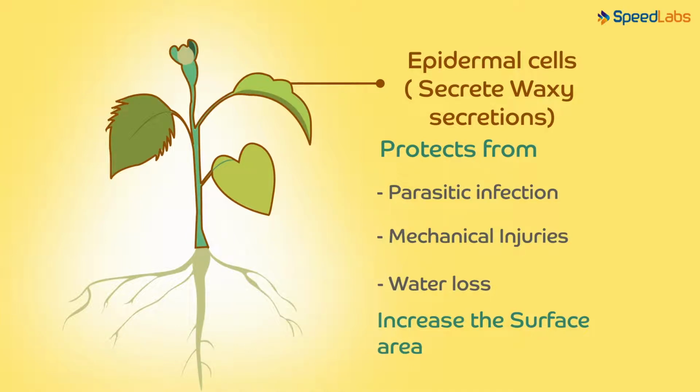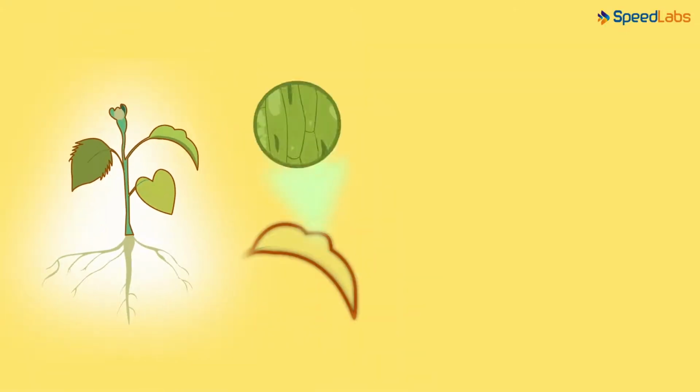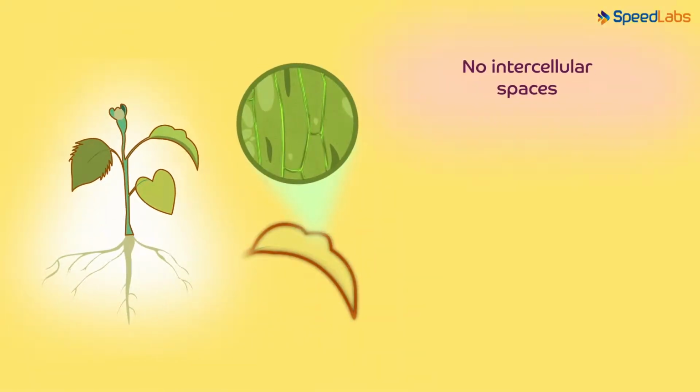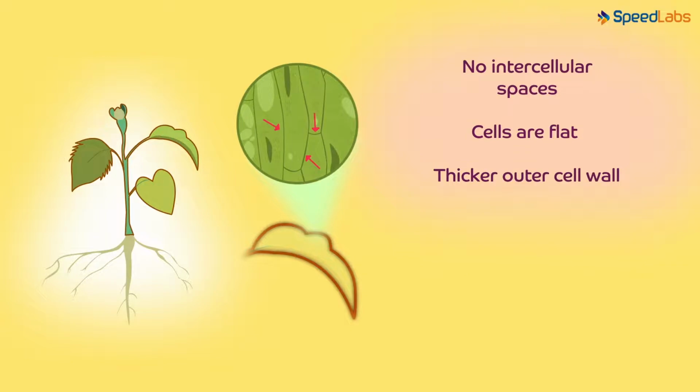Talking about their structures, now since they are forming a protective layer, it is obvious that they do not possess intercellular spaces. Also, the cells are very flat in appearance and possess a comparatively thicker outer cell wall.